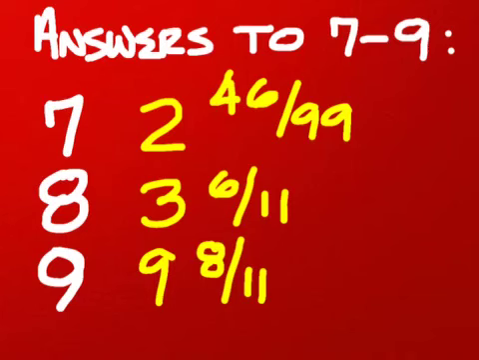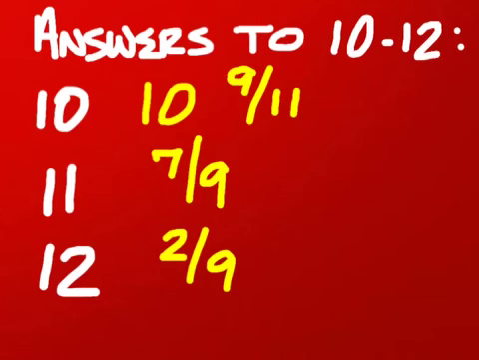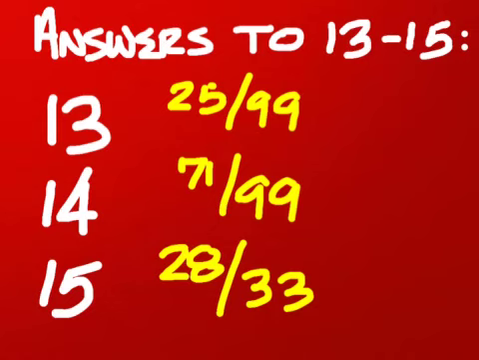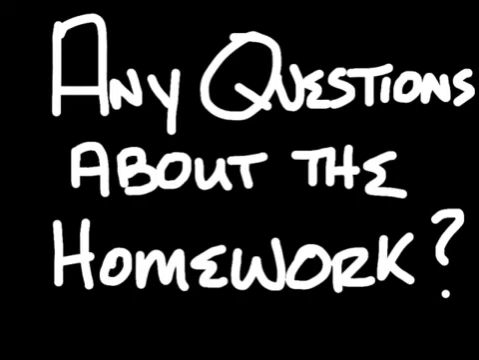Bring up the answers for 7 through 9. Answers are 2 and 46 over 99, 3 and 6 over 11, 9 and 8 over 11. Bring up 10 through 12. Answers are 10 and 9 over 11, 7 over 9, and 2 over 9. Bring up the answers to 13 through 15. Answers are 25 over 99, 71 over 99, and 28 over 33. Are there any questions about the homework assignment?